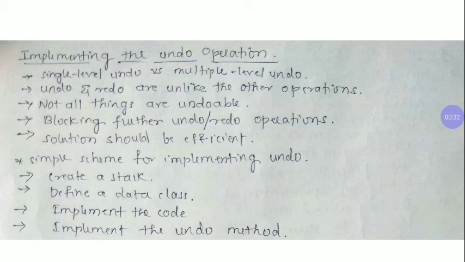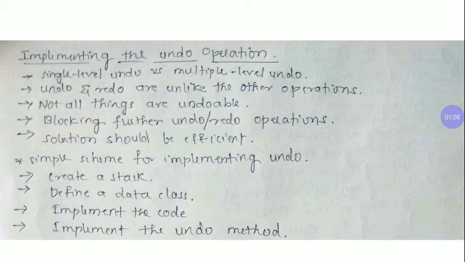In the context of implementing the undo operation, the following things we have to go through. The first thing is single level undo versus multi level undo. A simple form of undo is when only one operation, the most recent one, can be undone. This is relatively easy since we can afford to simply clone the model before each operation and restore the clone to undo.